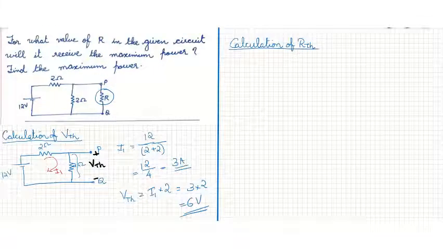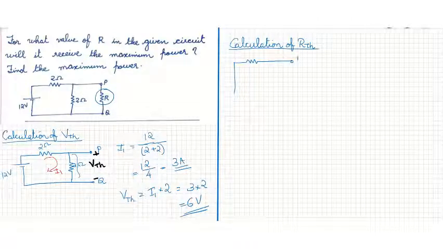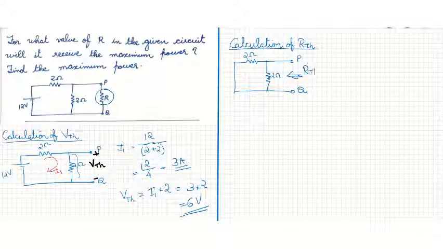Next step is calculation of RTH. In order to get RTH, the voltage source is replaced by a short circuit. Independent source is replaced by a short circuit. And terminals P and Q kept open circuited. Then draw the remaining. RTH is the resistance between these two terminals.